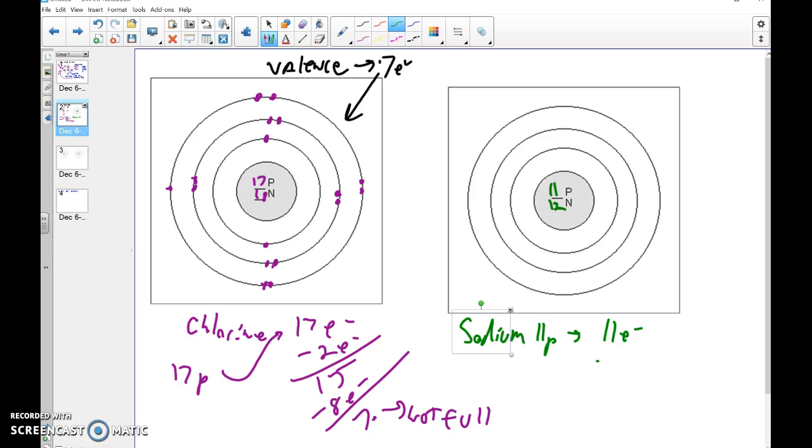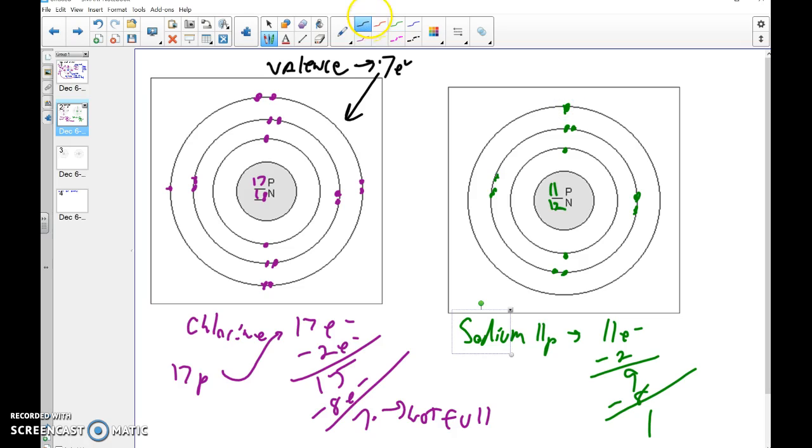So we're going to put 2 in the first level. It's going to leave me with 9. 1, 2, okay. So the next level holds 8, so I can take 8 away. It's going to leave me with 1. 1, 2, 3, 4, 5, 6, 7, 8. And then I got 1 left, so I put it there.